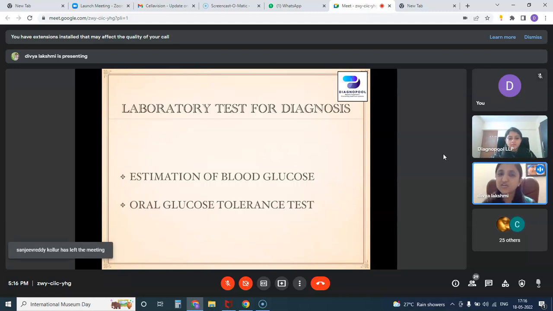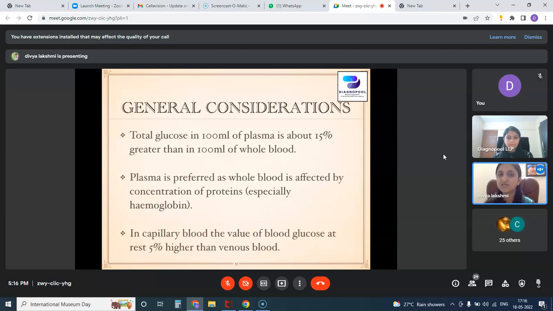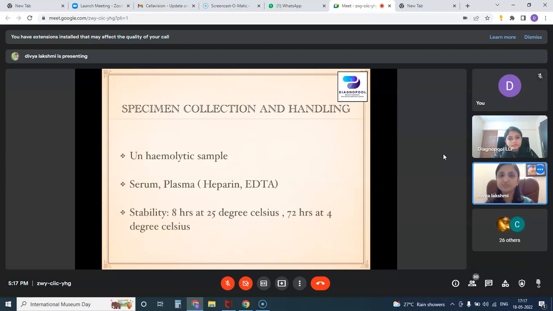So coming to the other laboratory tests for diagnosis, that is estimation of the blood glucose, that is fasting blood sugar and random blood sugar. Measurement of these blood sugars will just tell the current state of carbohydrate metabolism. When we compare 100 ml of plasma with whole blood, plasma has 15% more glucose, because whole blood is concentrated by proteins. And capillary blood will have 5% more than the random blood sugar. That is when we do the glucometer.